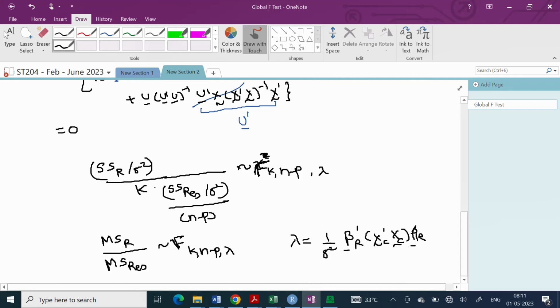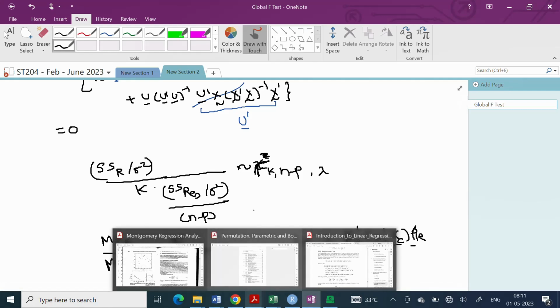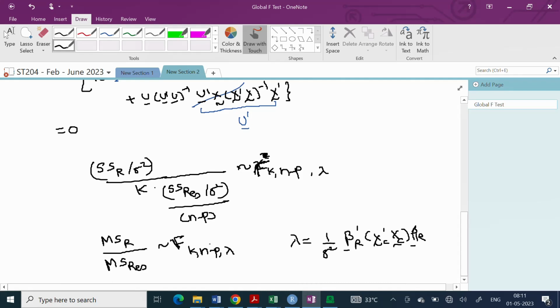So under H0, MS regression divided by MS residual follows central F distribution with k and n minus p degrees of freedom. Hence our cutoff for this global or overall F test comes from central F, that is our usual F. So this establishes why we use F or ANOVA type test for testing overall usefulness or significance of the regression model. Okay, let me stop here. Thank you.